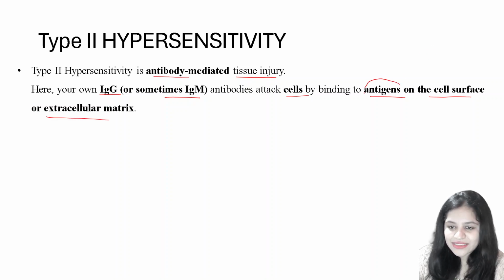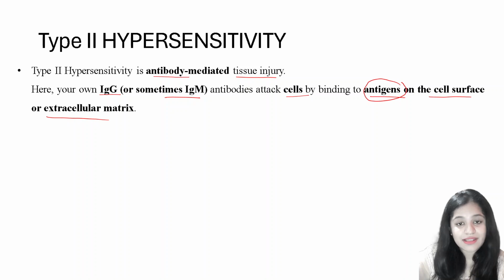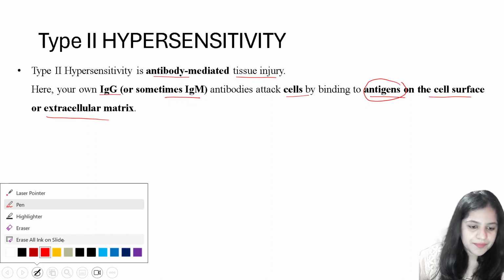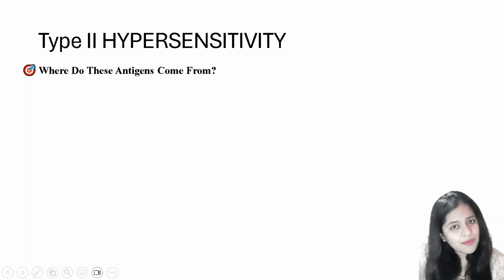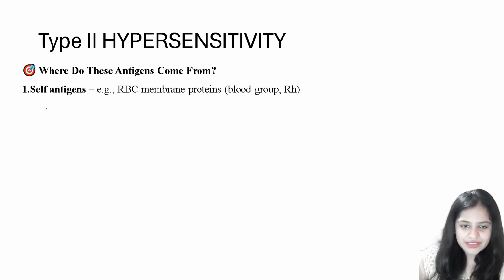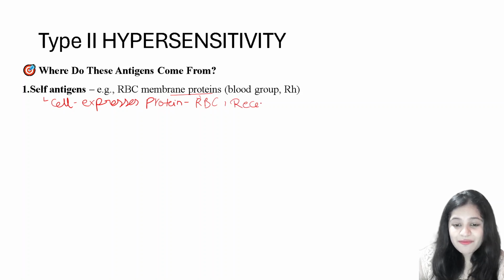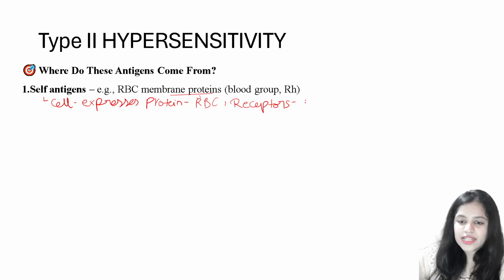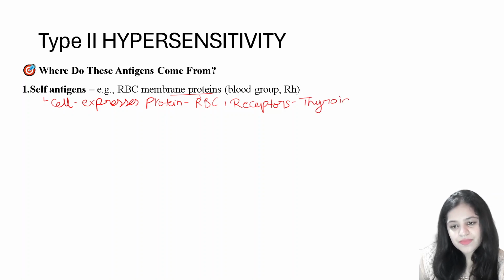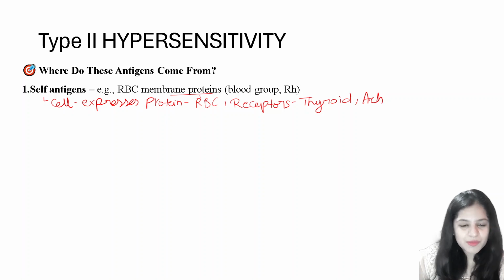Now what are these antigens? What kind of antigens are these IgG binding to on the cell surface or your extracellular matrix? Let's see. Where do these antigens come from? They can be self-antigens. So your own cell expresses various proteins, like your RBC membrane protein. Your own cells also have many receptors, like the thyroid receptor, and the acetylcholine receptor at your neuromuscular junction.